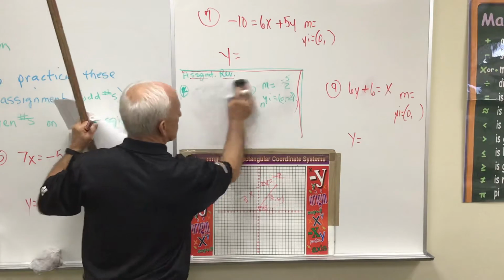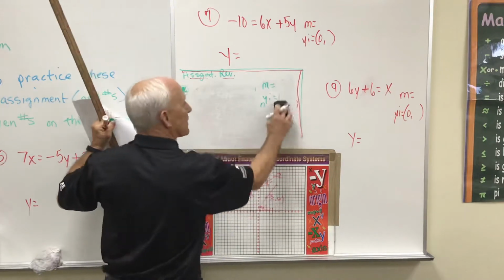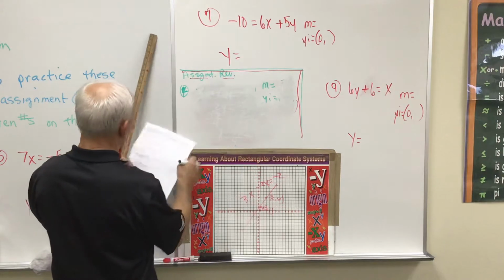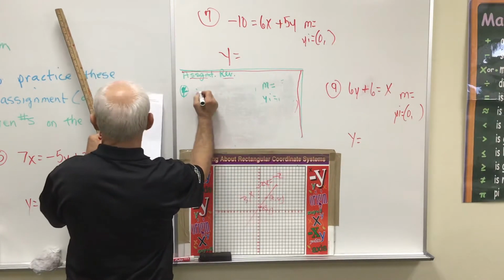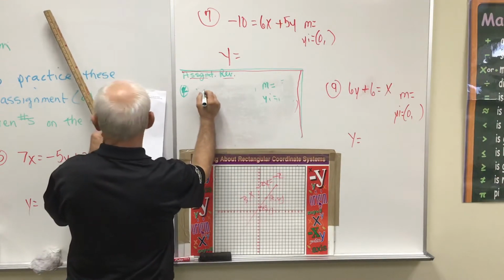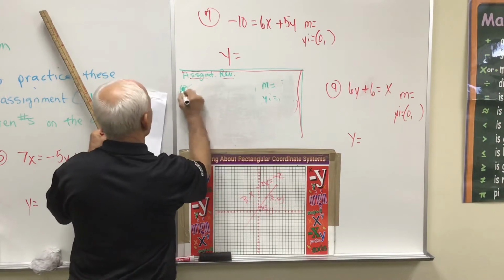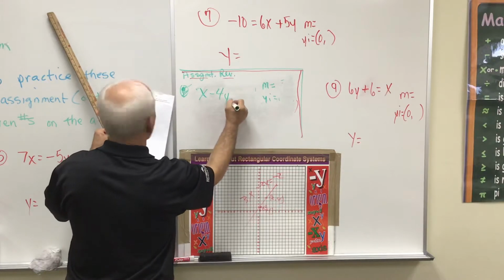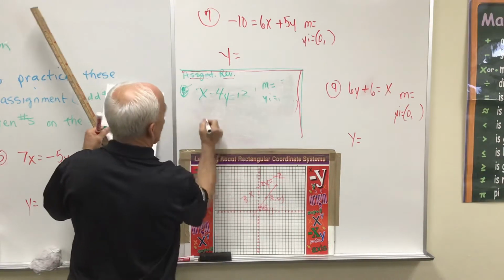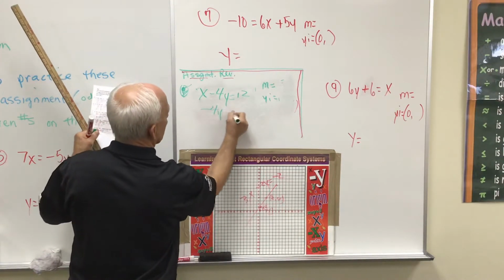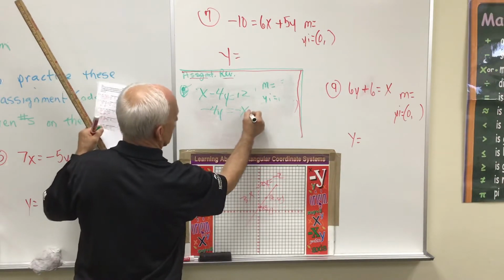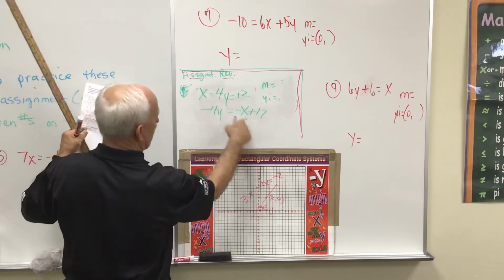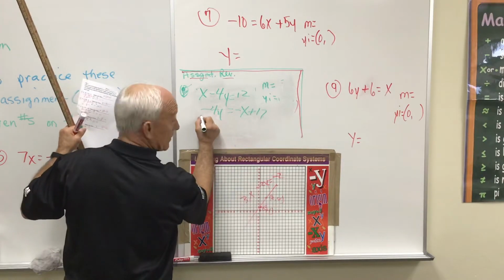Let's try the 2 last ones, and then we'll get to today's lesson. Here we go. Number 4. That was number 3 we just did. Number 4, no, this is number 5. All right, number 5 is x minus 4y equals 12. All right, we have -4y equals -x plus 12. Integer rule, leave that the same, subtract that. So now we're going to divide by what?